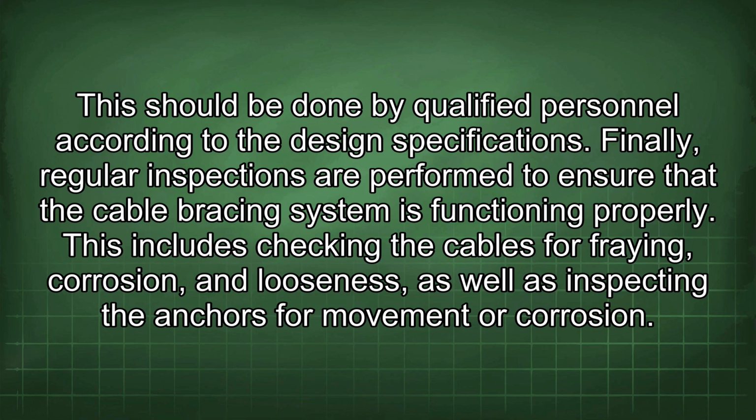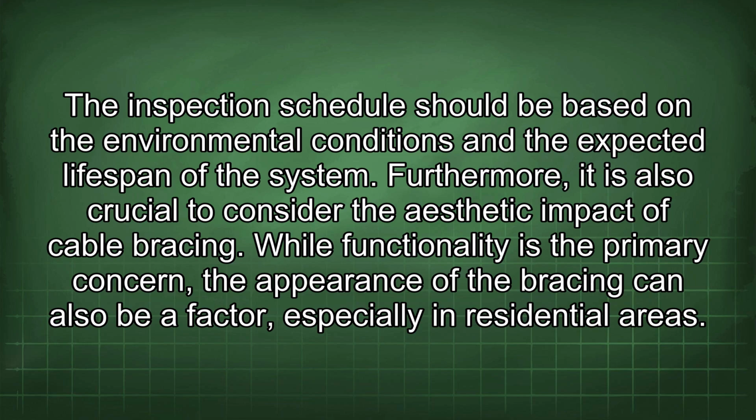Finally, regular inspections are performed to ensure that the cable bracing system is functioning properly. This includes checking the cables for fraying, corrosion, and looseness, as well as inspecting the anchors for movement or corrosion. The inspection schedule should be based on the environmental conditions and the expected lifespan of the system.